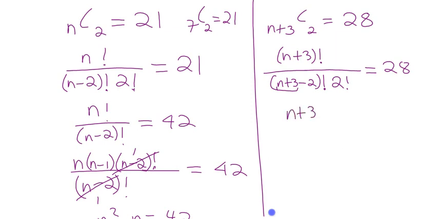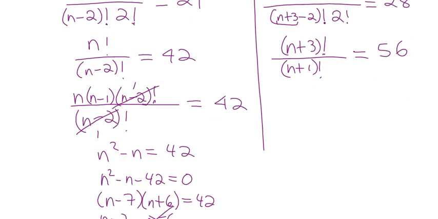Multiply by 2. So I'm going to go n plus 3 factorial. I'm going to change this down here to n plus 1 factorial, and go equals 56. So all I've done is 3 minus 2. And then we multiplied both sides by 2 factorial, which is just 2. Remember, if that was a 3, and that was 3 factorial, I'd be multiplying by 3 factorial, which is 6.